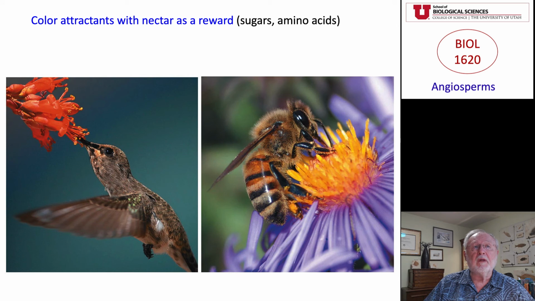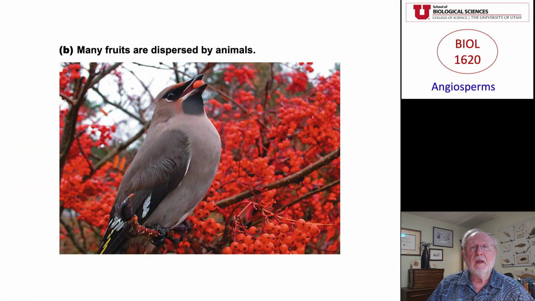What we're more familiar with are color attractants and nectar rewards. And nectars provide sugar for metabolism, and they often provide vitamins and essential amino acids. So through this coevolution, we see a strong reliance of a plant on a particular vector to move the pollen from one flower to the next.